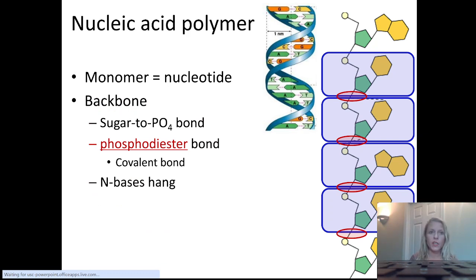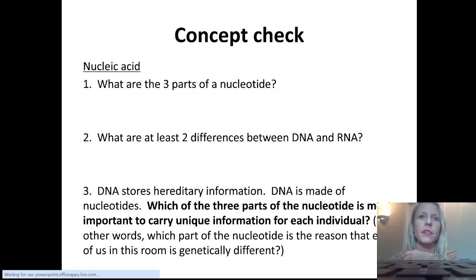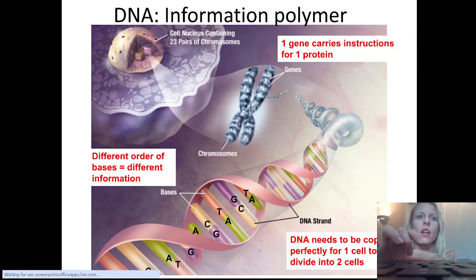So, when we're building these, we have a sugar-phosphate backbone that is connected by these phosphodiester bonds, and the nitrogen bases just kind of hang off the side. So here's a look at your DNA. Here are your A's, T's, C's, and G's. Our adenine matches with thymine, and our guanine matches with cytosine. In RNA, our adenine matches with uracil.